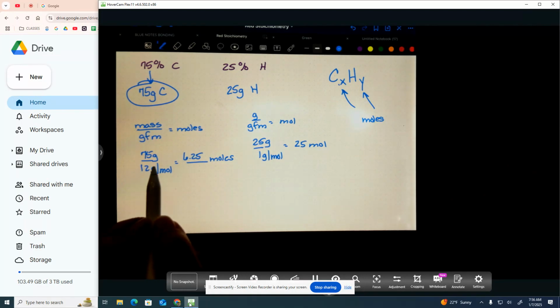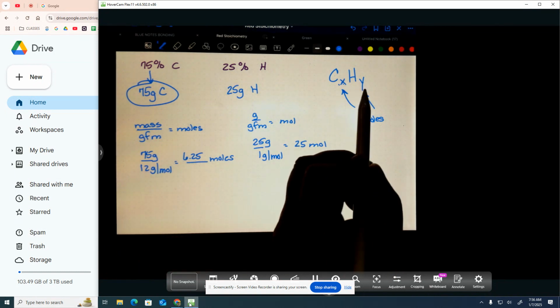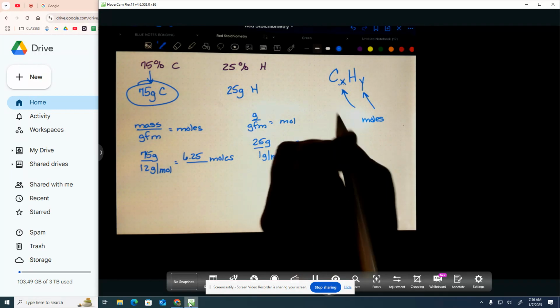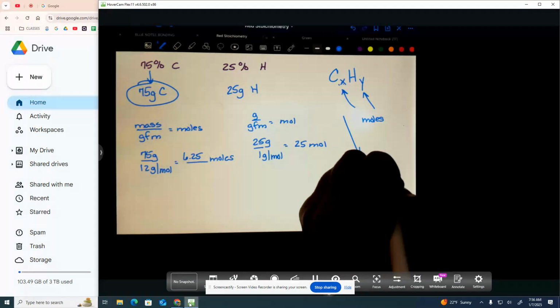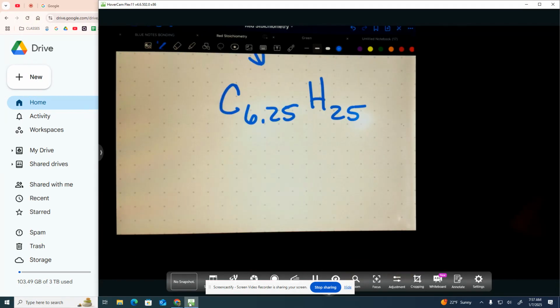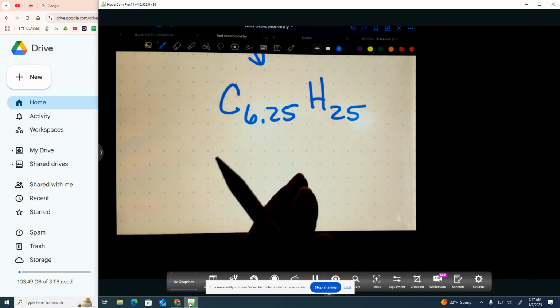So what we've done now is we've figured out X and Y in moles. X is 6.25 and Y is 25. So really what we have is C 6.25 and H 25. Okay? Uh-oh. It is ugly. Is that an empirical formula? Nope. And it's not an empirical formula because empirical formula is lowest whole numbers. Do we have whole numbers here? No.